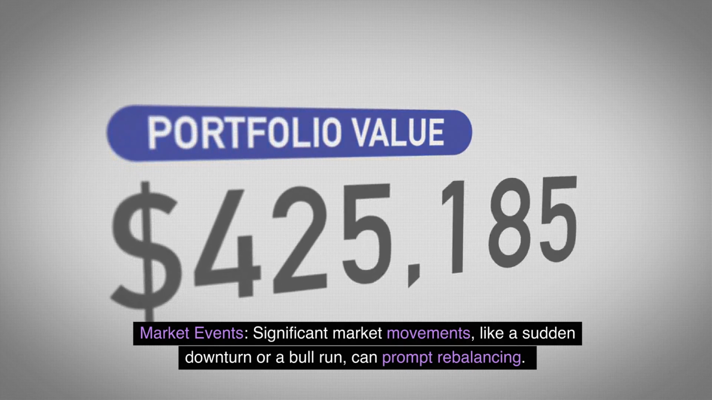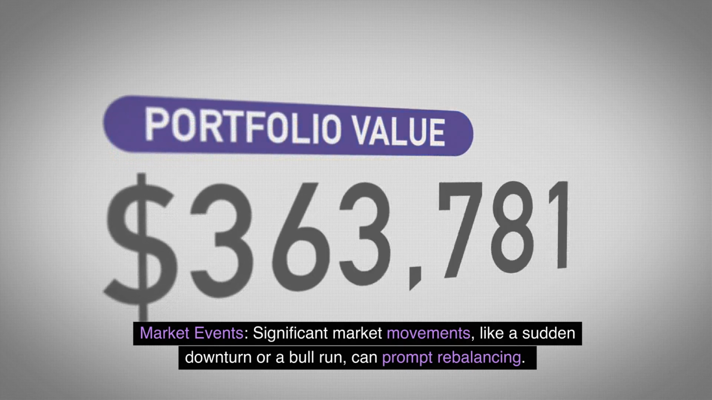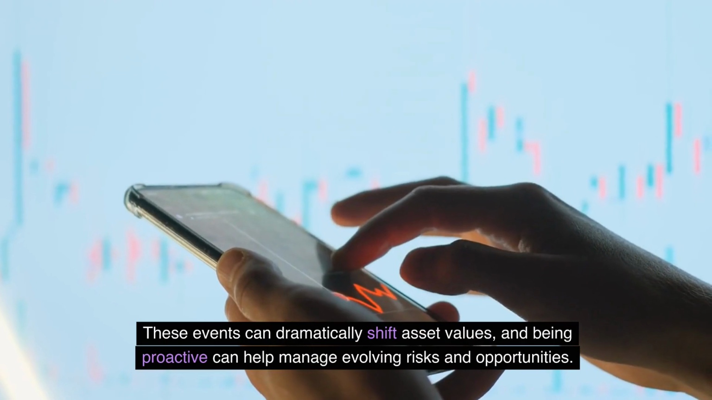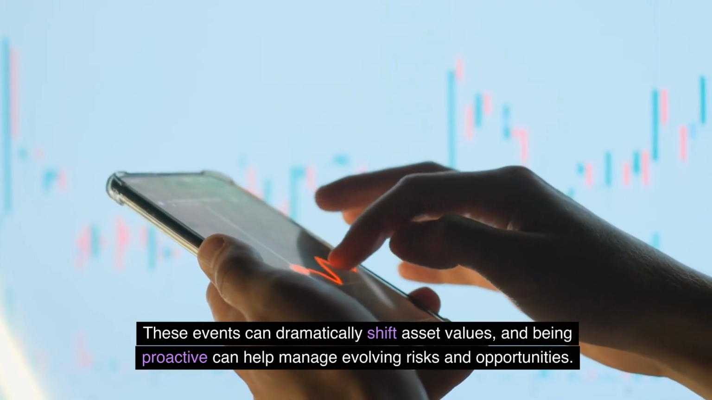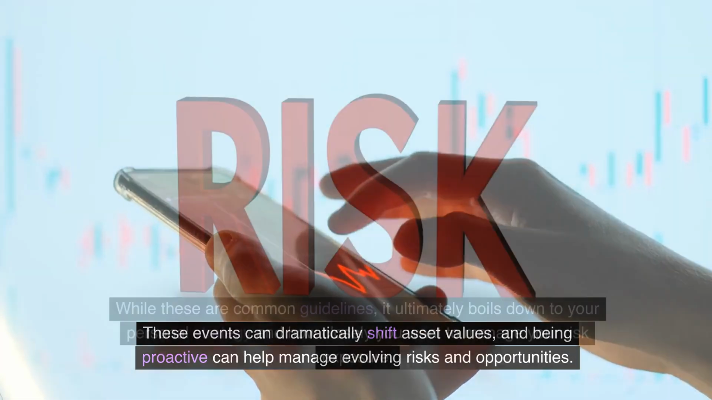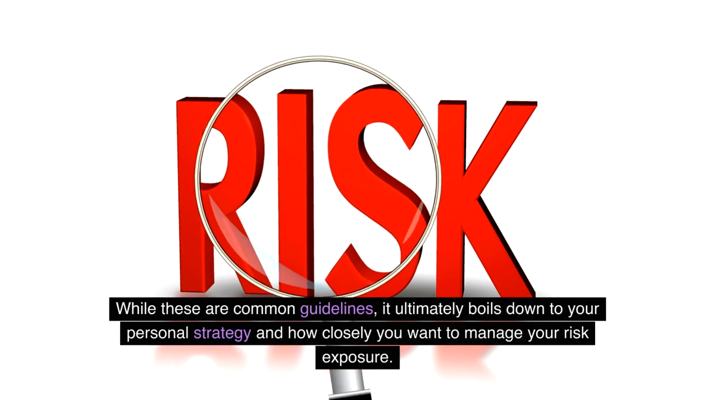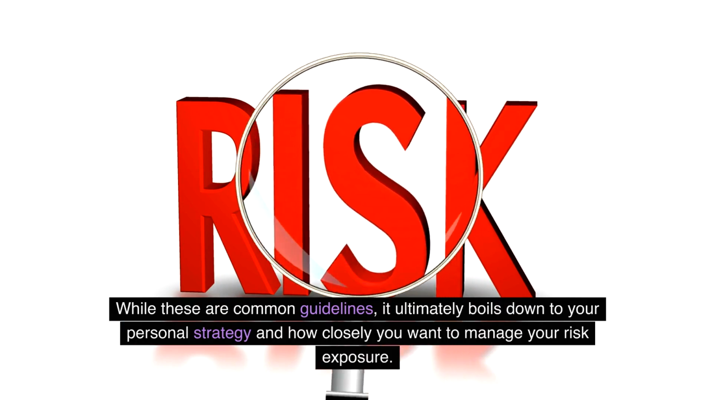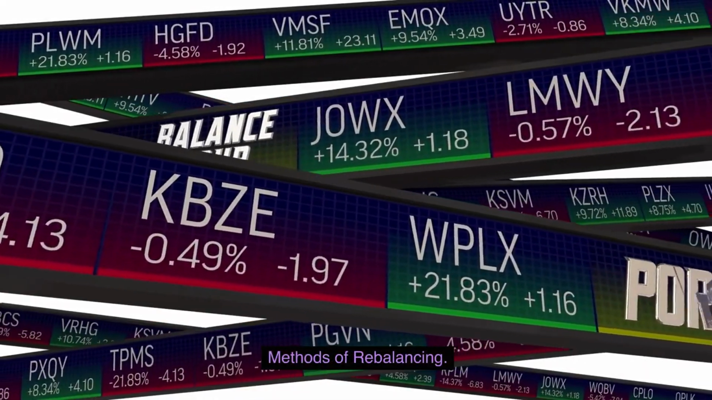Significant market movements, like a sudden downturn or a bull run, can prompt rebalancing. These events can dramatically shift asset values, and being proactive can help manage evolving risks and opportunities. While these are common guidelines, it ultimately boils down to your personal strategy and how closely you want to manage your risk exposure.